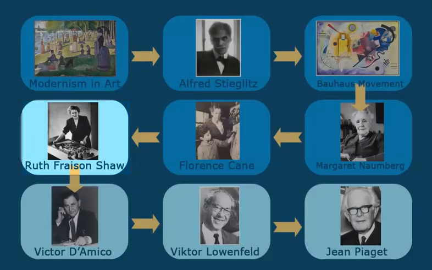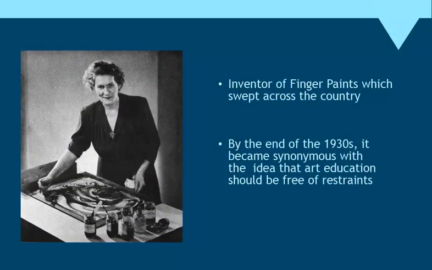Ruth Frazen Shaw. Ruth Frazen Shaw was a teacher who facilitated the recording of children's stories by dictation and dictaphone. She wanted to supersede the need for proper spelling and punctuation in order to record the flow of the story. When she turned her attention to art making and wanted a similar medium to allow the natural flow of children's movement and imagination to be recorded, she invented finger paints. A cook at the school helped mix up a batch of non-toxic water-based gelatinous pigment. This new medium swept across the country, and by the end of the 1930s, it became synonymous with the idea that art education should be free of restraints.